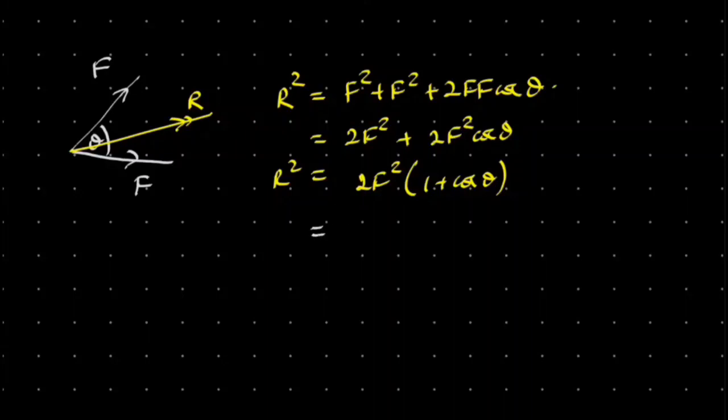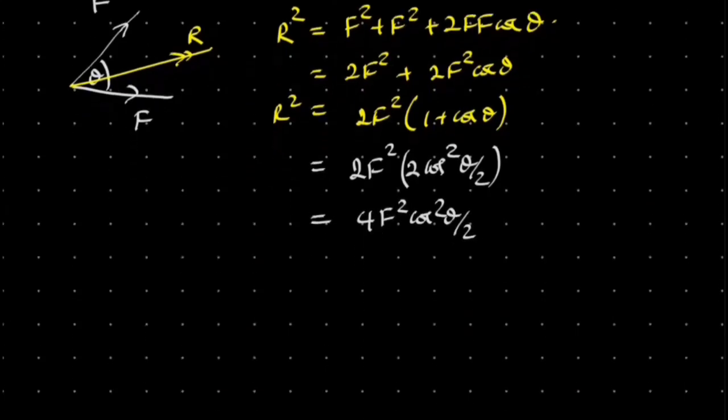Now, in case you are interested, I'll move forward by simplifying this. The 1 plus cos theta can actually be written as twice cos squared of half the angle, which in turn becomes 4f squared cos squared theta over 2. This is our r squared. So r, taking the square root of both sides, and we just need the value of it, is 2f cos theta over 2.